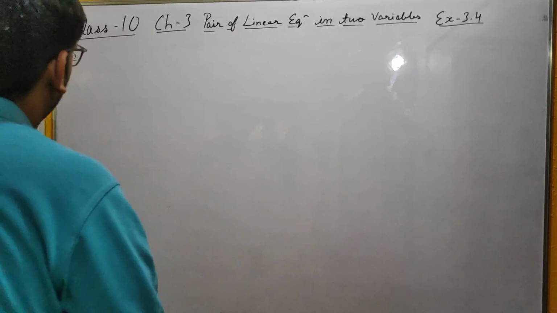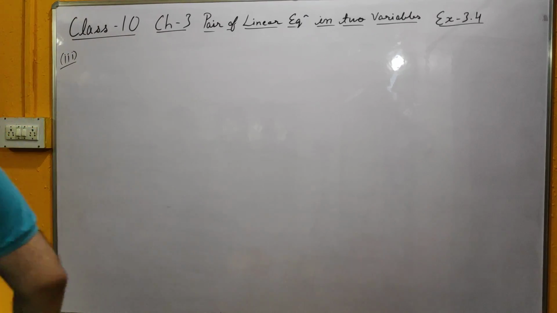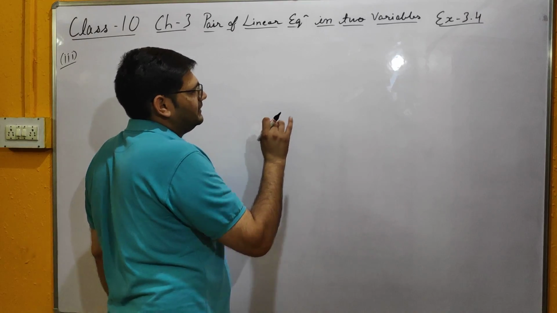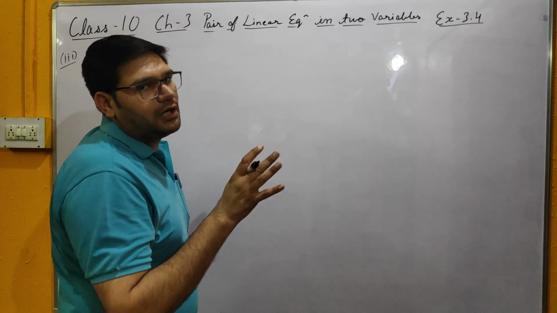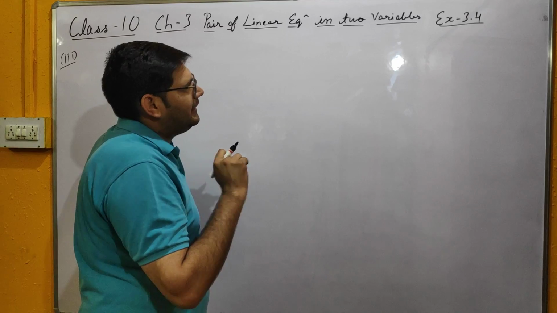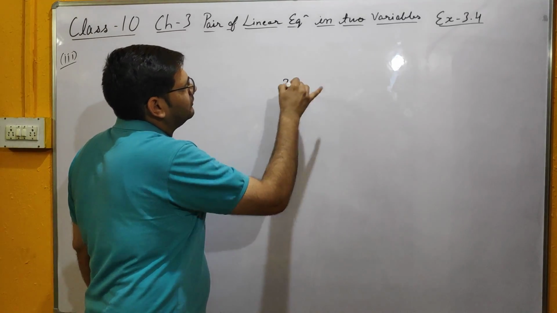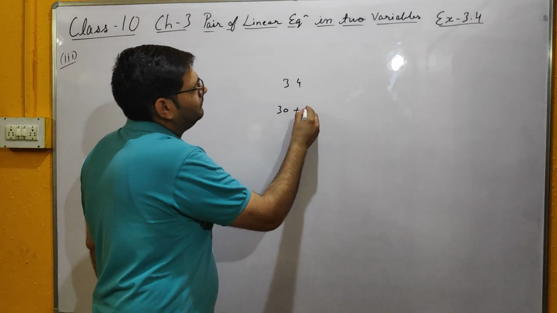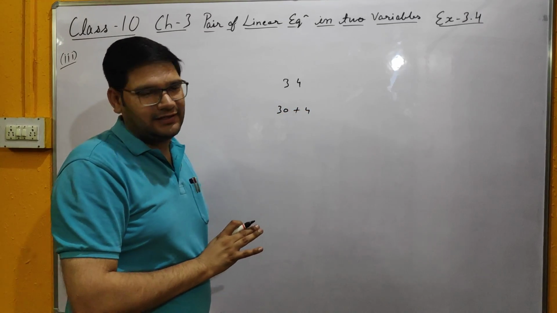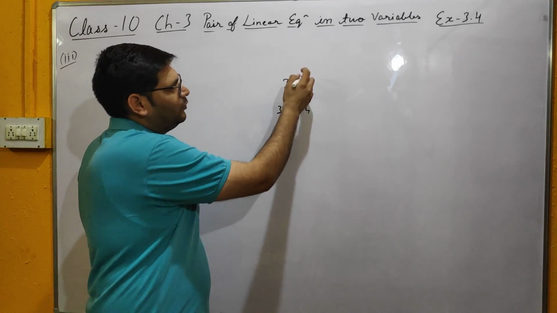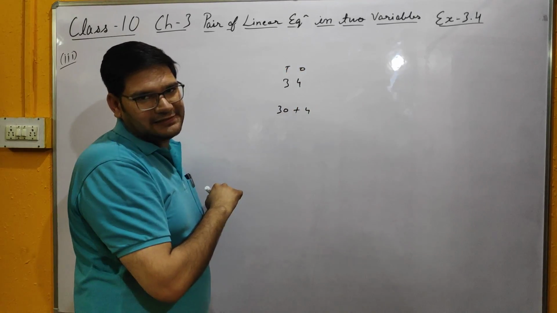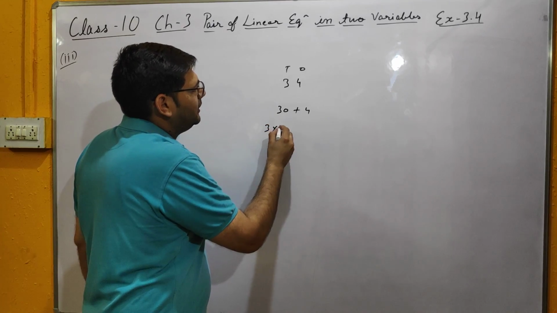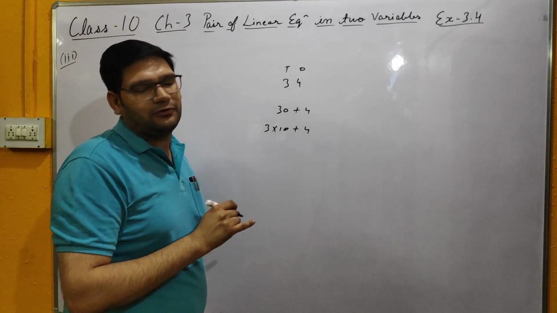Now is the time for the third part, but before doing the third part, my dear students, just see one thing. If I am writing a 2-digit number, and let it be 34 only. So how can we write this number? 30 plus 4. This 4 is in ones place, this 3 is in tens place. So 30 plus 4, or we can write 3 into 10 plus 4. Can we write or not?